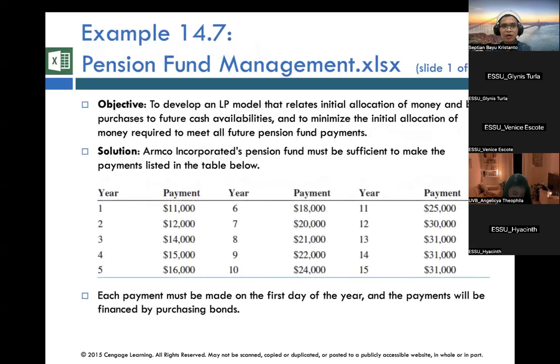In this case, we can take the example of pension fund management that will be allocated for the companies. The companies have to allocate money, maybe with the purchases or the future cash availability, using the initial allocations for the future pension fund and payment. In this case, we need to use one of the financial laws, which is about the future value of money, or the future value of accounting.